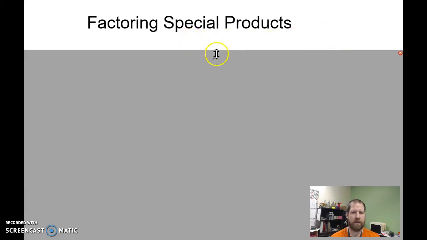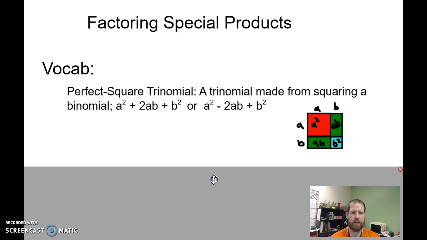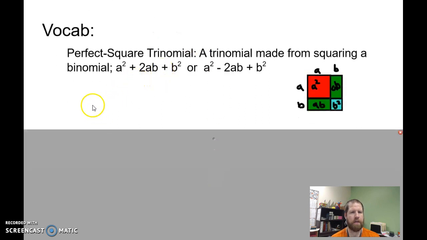Factoring special products. Alright, so a little review. Remember from last chapter, a perfect square trinomial is one that is made from squaring the same binomial. In this case we have a square and the side lengths are a plus b. So our area for this square is going to be a plus b times a plus b, or a plus b squared.